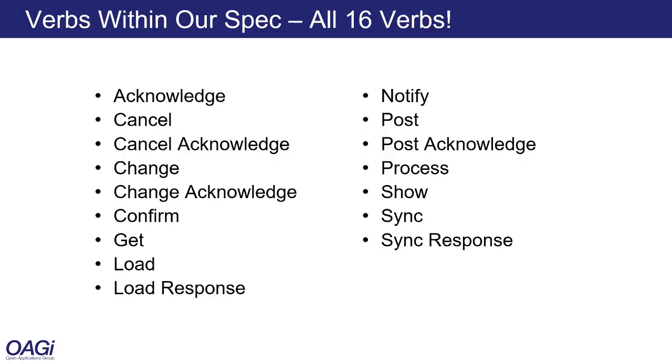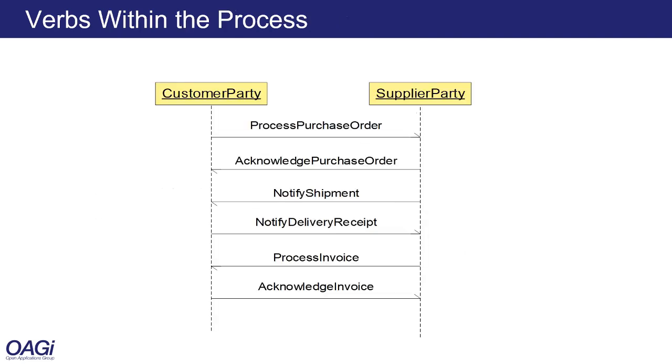Here is the list of all 16 of our verbs. There's a lot of them there. And we're going to walk through each one of these verbs throughout this presentation. The one that you will not see mentioned again is the confirm verb. The confirm is used for a very specific purpose. It is used for the confirm BOD, which is a low-level functional acknowledgement. And we'll actually be having a webinar later that discusses only the confirm BOD because it has a highly special usage.